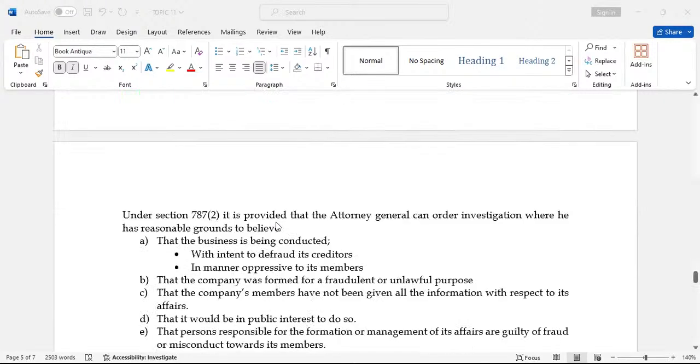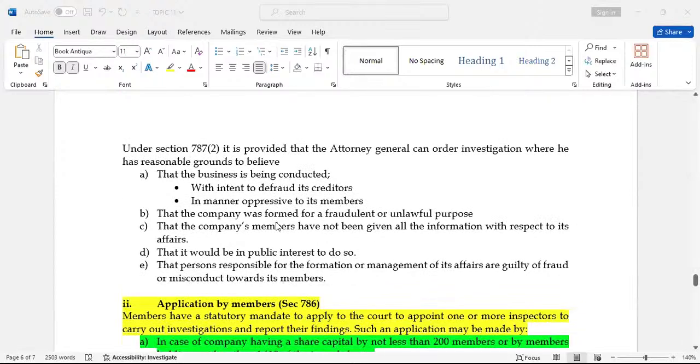So, investigation by the Attorney General. Under the Companies Act, it is provided that the Attorney General can order an investigation where he has reasonable grounds to believe that the investigation should be undertaken. Part of the reasons why this could happen, just repeating what we've already looked at, is if the business of the company is being conducted in an unfair manner and ends up defrauding the creditors or members. So that could be a reason.